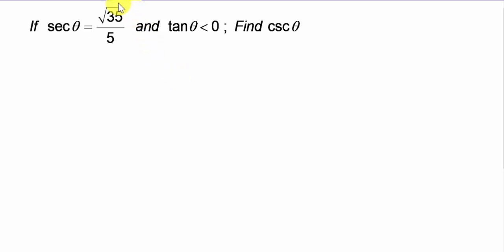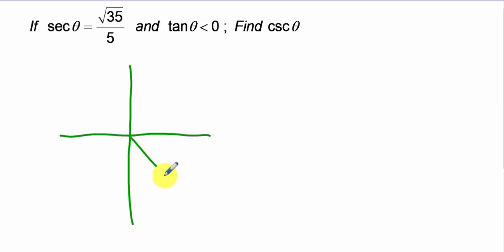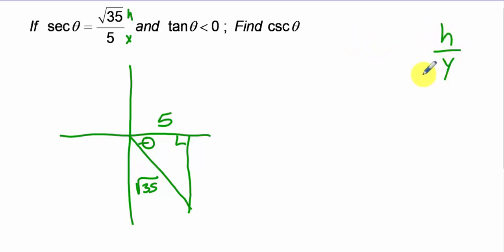So now in this problem, they're telling me I have a secant value that is positive, which means x has to be positive, so I'm either in the first or the fourth quadrant. But they tell me the tangent value is negative, so I have to be down here. I have a secant value, which is the hypotenuse over the x, so root 35 over 5, so hypotenuse root 35, my x is 5. And they're telling me that the cosecant is unknown, and I need to find that. Again, cosecant, hypotenuse over the y.